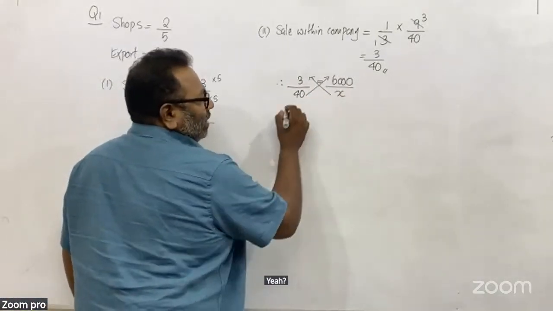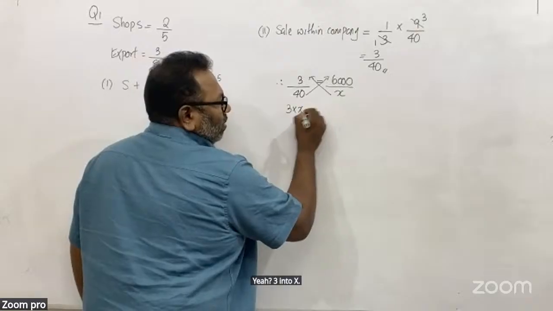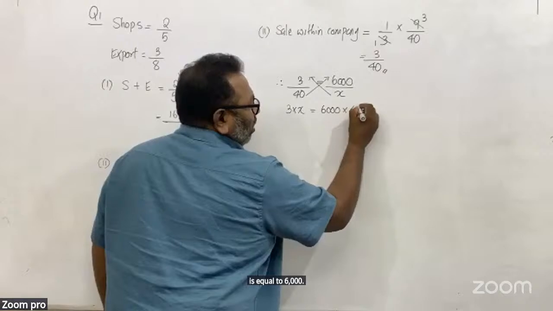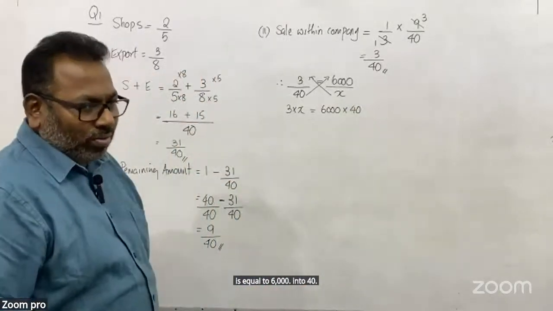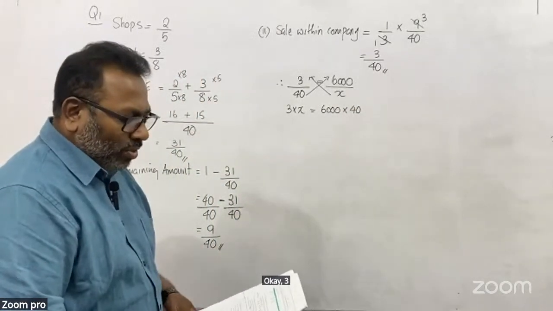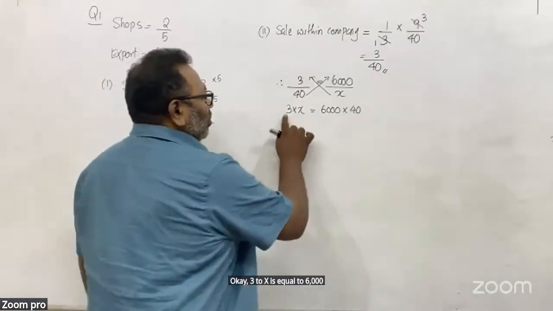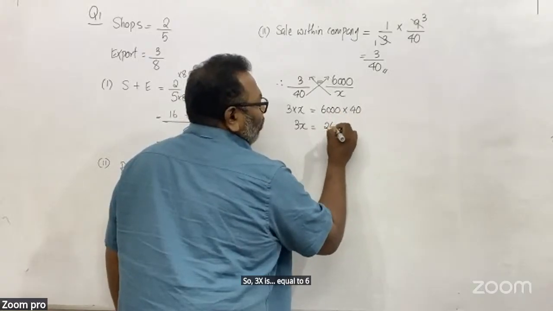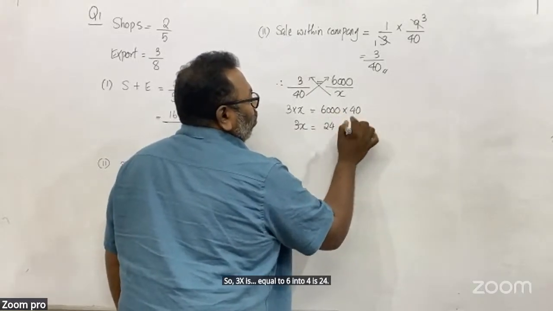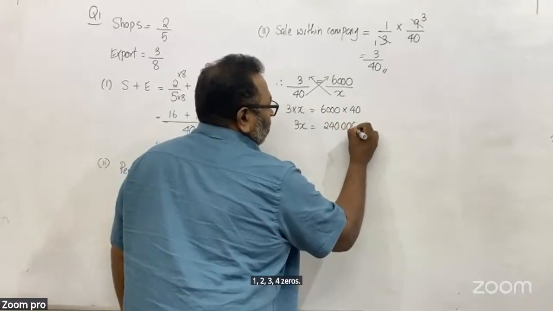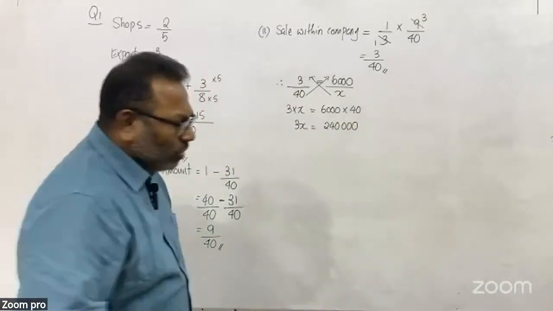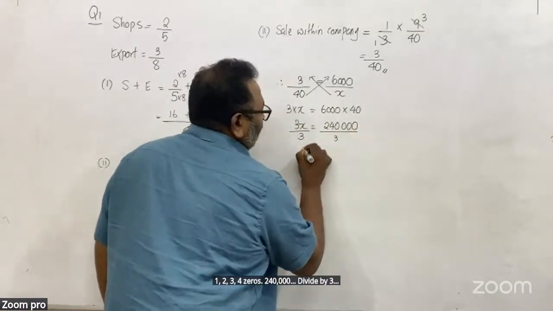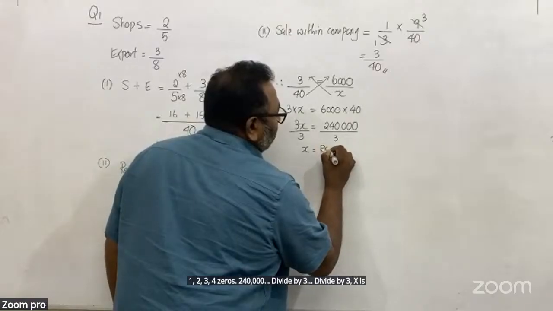3 into X is equal to 6,000 into 40. Okay. 3 into X is equal to 6,000 into 40. So 3X is equal to 6 into 4 is 24, and 1, 2, 3, 4 zeros. 240,000. Divide by 3, divide by 3. X is equal to 80,000.